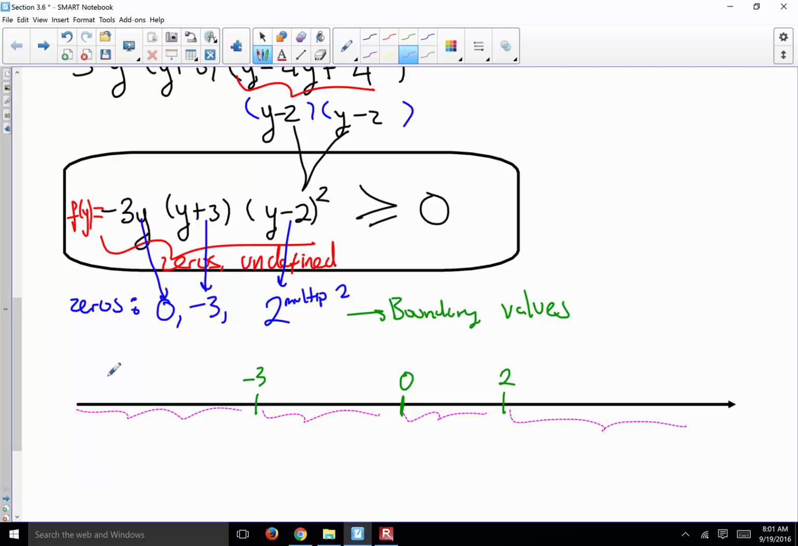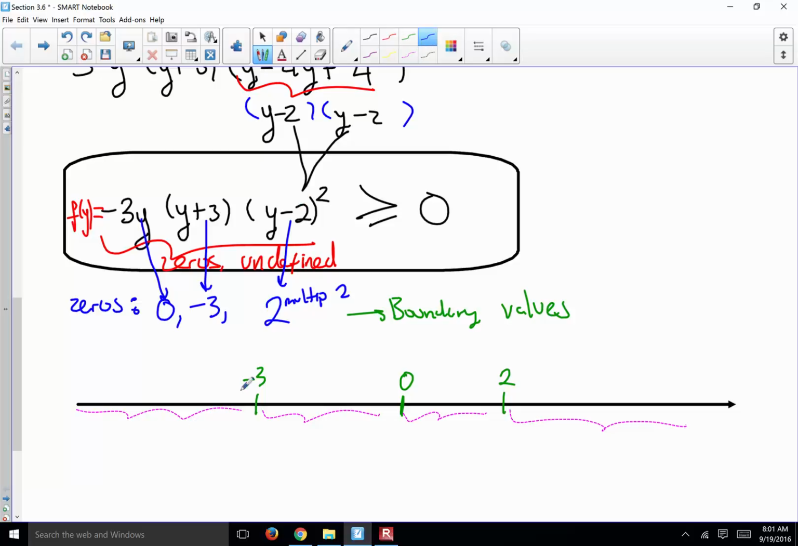This function can change signs, or maybe sometimes stay the same, but possibly can be different signs. Here it can be all positive, here it can be negative, here it can be positive, and here it can stay positive. We never know. So we have to test them. We have to test over each interval what kind of sign f attains.